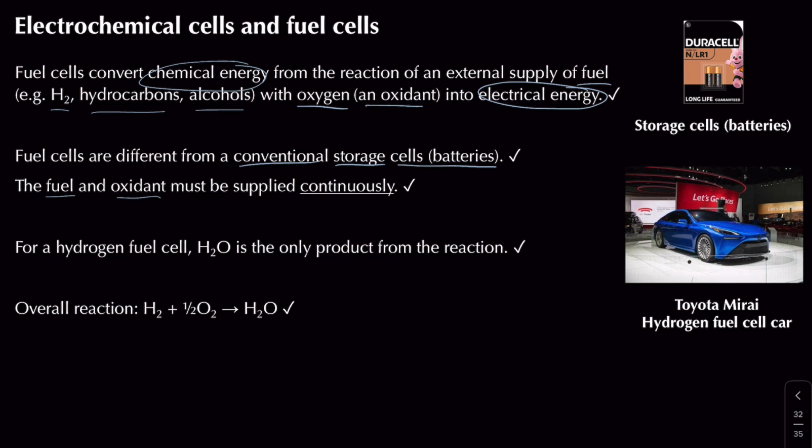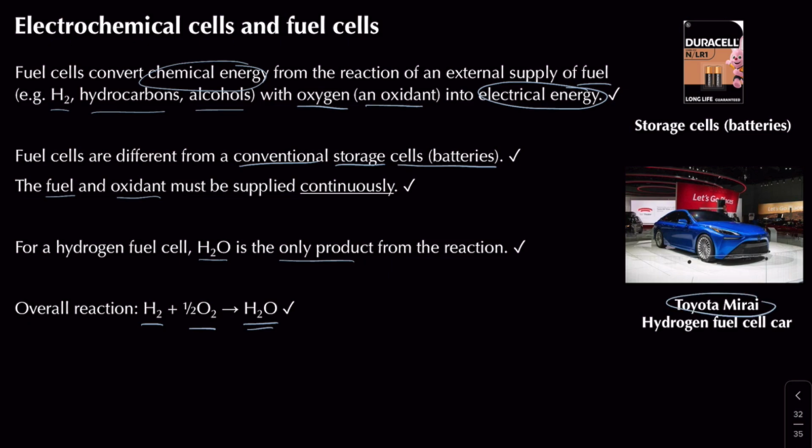Now for a hydrogen fuel cell, this is one that you need to be aware of. You actually take hydrogen as your fuel source, and you're going to be reacting that continuously with of course your oxidant, which is going to be oxygen. You only end up forming one product, which is going to be water. Water is the only product from this actual reaction itself, and you've seen an example of this in something like a hydrogen fuel cell car. You might have come across the Toyota Mirai, which of course is powered by hydrogen.